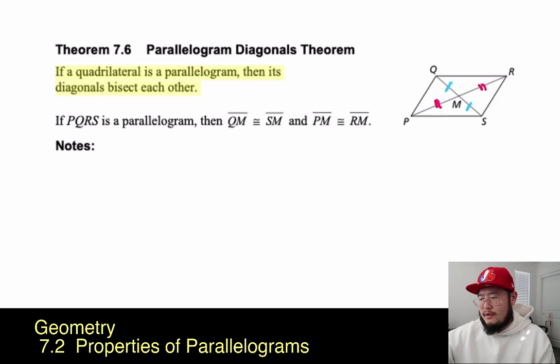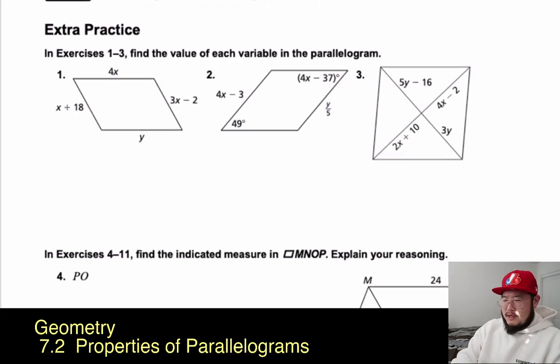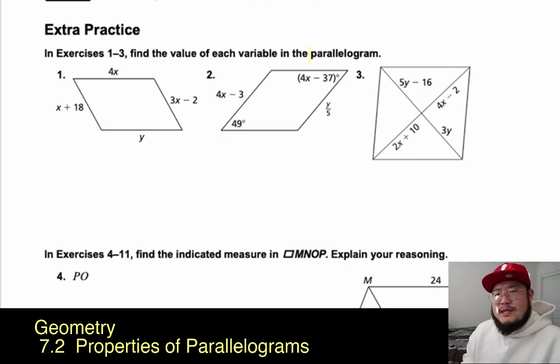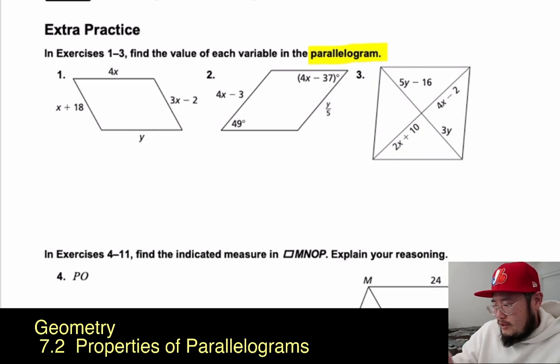All right, that leads us to being able to solve out our problems here. Start off, we take a look at number one. Looks like they have some exterior sides listed, and it says we have to find the value of each variable in the parallelogram. And since they told us that these are parallelograms, we will use the theorems that we just learned to help us solve these.